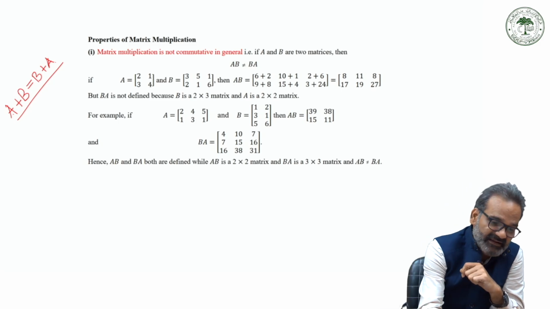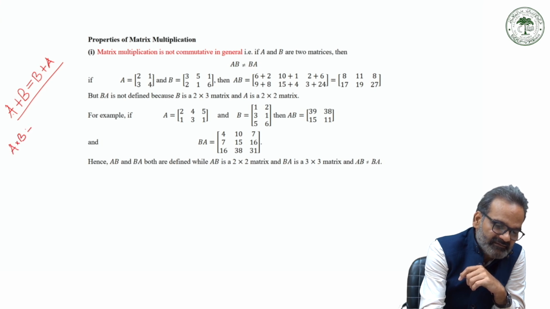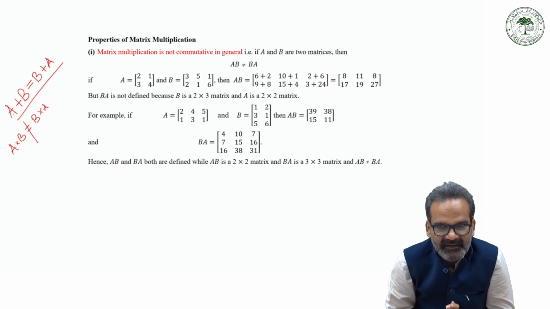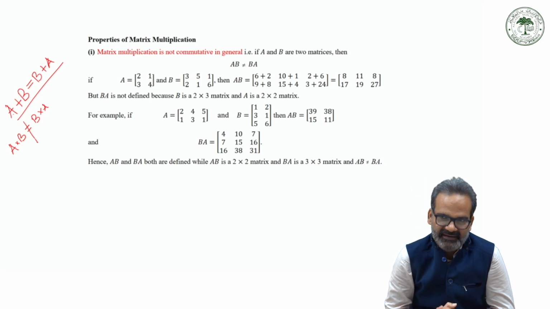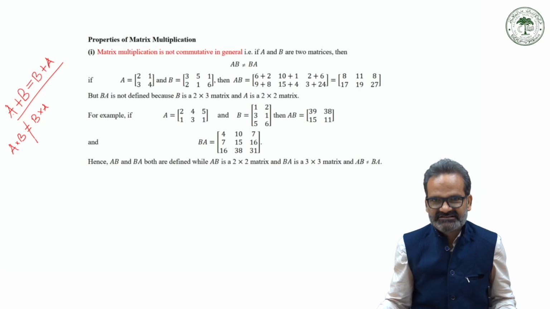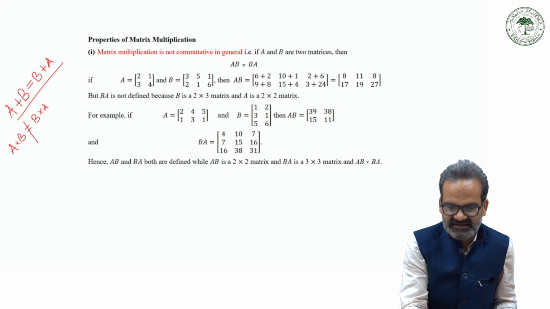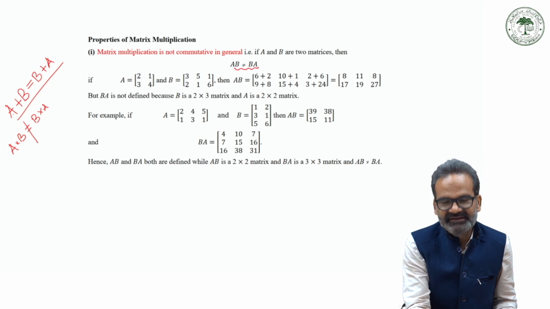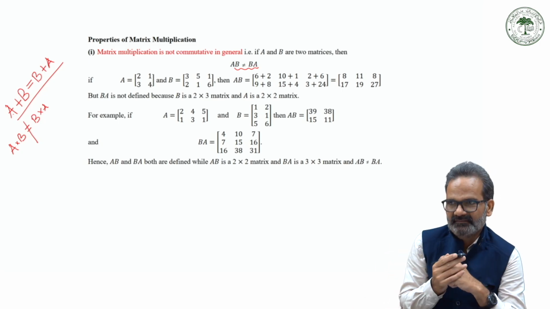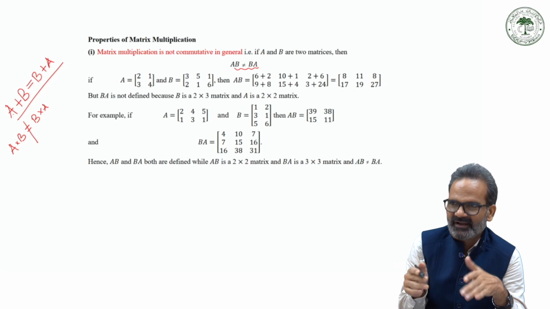But in case of multiplication, if this addition is replaced by multiplication, meaning A into B and B into A, this is not true. Whenever we have two matrices A and B, AB need not be equal to BA, and this is known as the commutative property. Matrix multiplication is not commutative in general. See this from an example. AB is not equal to BA simply means it's not true always. Sometimes it may be true and sometimes it may not.